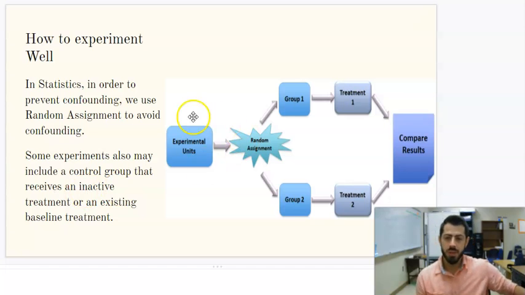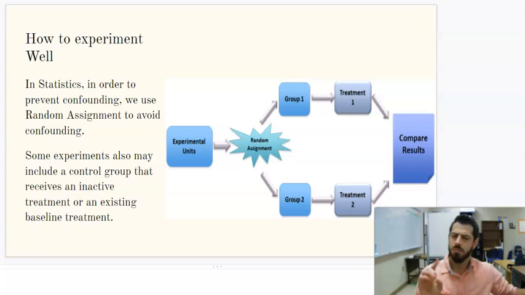So what happens is we'll take our experimental units, we'll use random assignment, so literally some form of randomness to assign them to one group or the other, and there are many, many ways to do this. And then one group will get one treatment, and the other group will get the other treatment. And then we compare the results. That is a statistical experiment. And of course, there can be more, and a lot of times you'll have a control group that receives no treatment or an inactive treatment, like a placebo is another terminology.